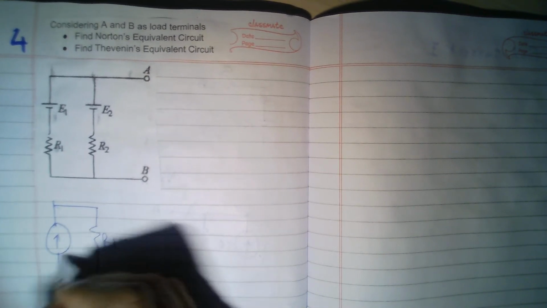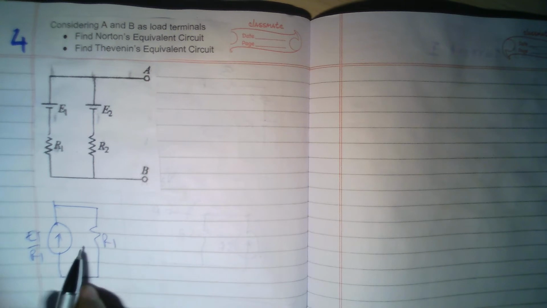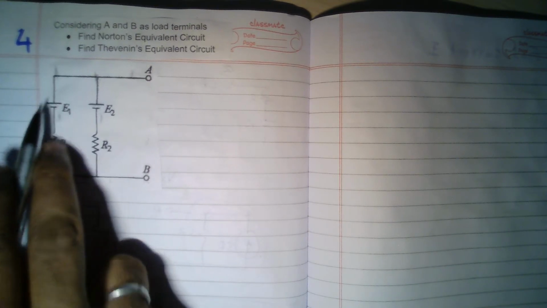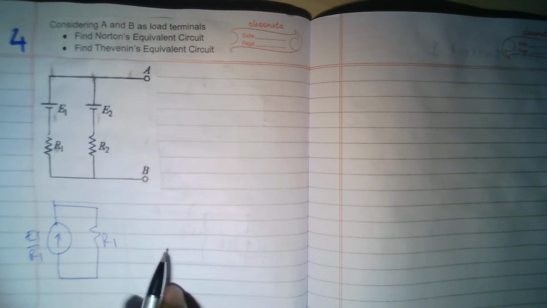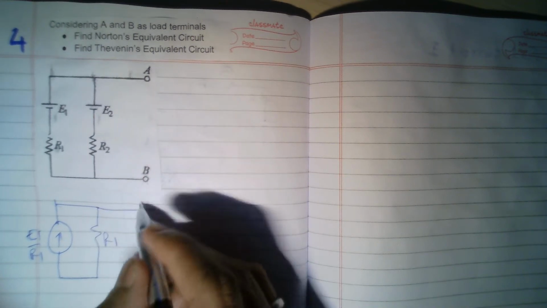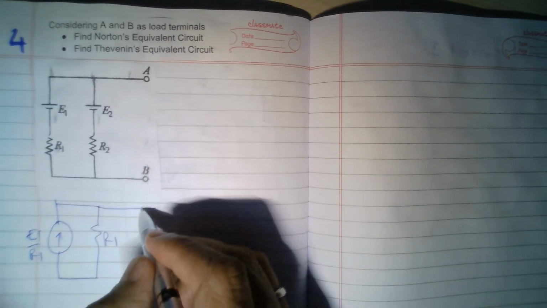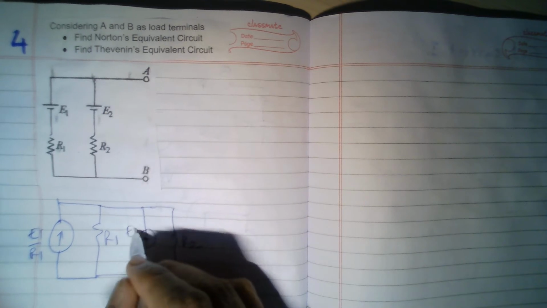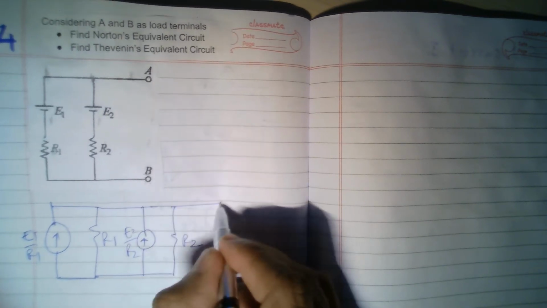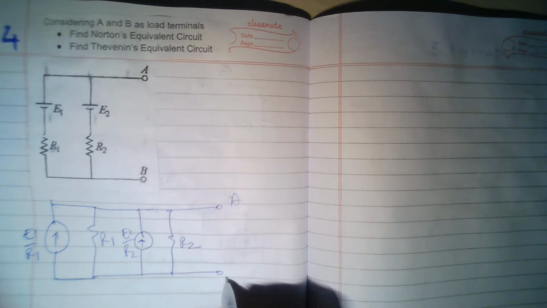So R1, and this one will be I is V by R, so E1 divided by R1. So this is one equivalent Norton of this voltage in series with resistance. Voltage in series with resistance, again I can replace with another. How will I replace it? Notice these two are pointing upwards, positive, so the arrow also will be upward, and then I have R2 here, and this one will be E2 by R2. Now I have the AB terminals.